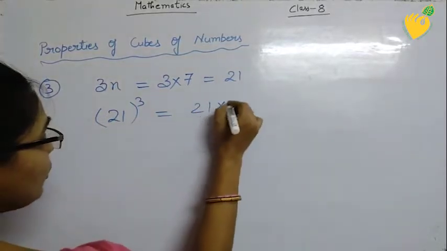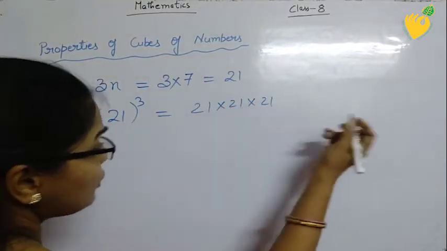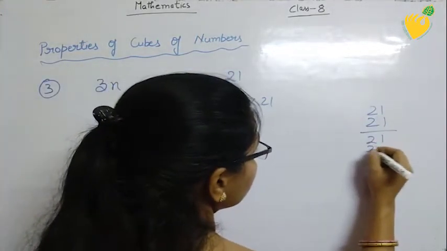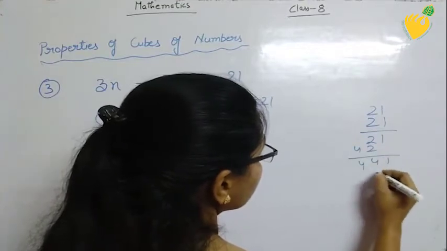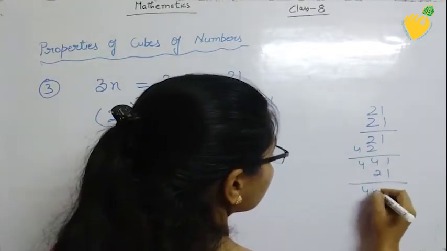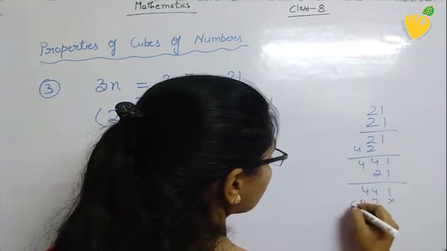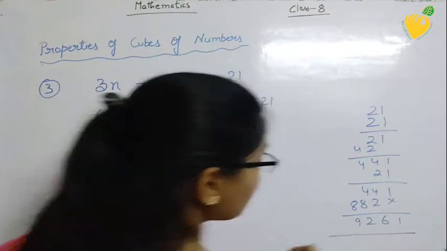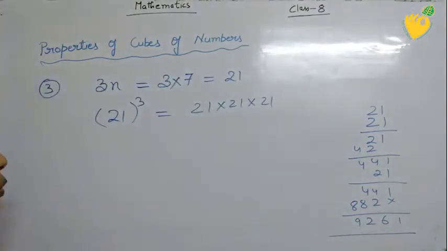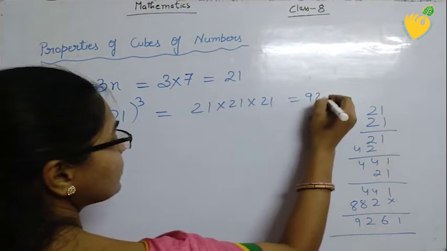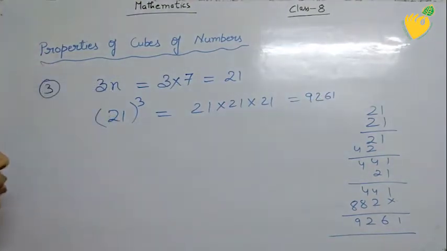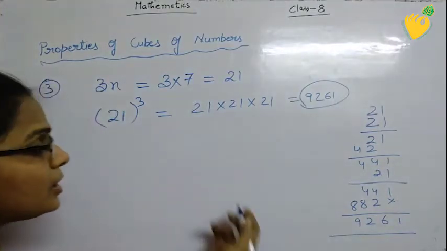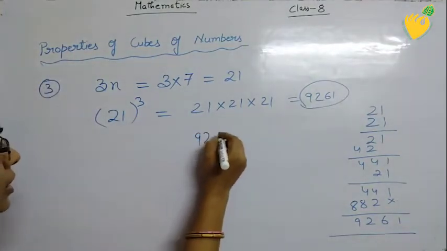So 21 into 21 into 21. Let's find the cube of 21 here first. Which is 9261. So students, we can see that 9261 is a multiple of 27. If you want to check it, you can also check it.